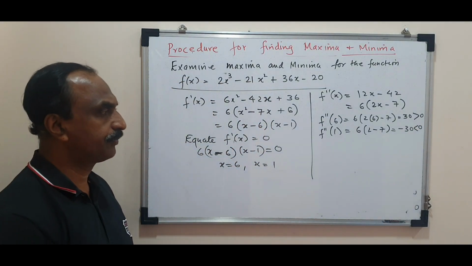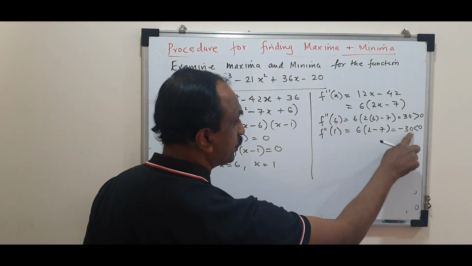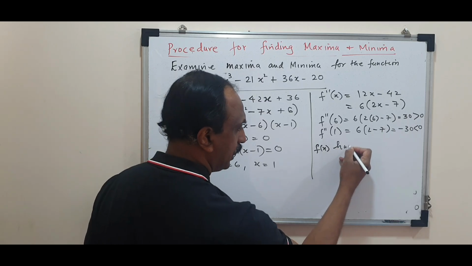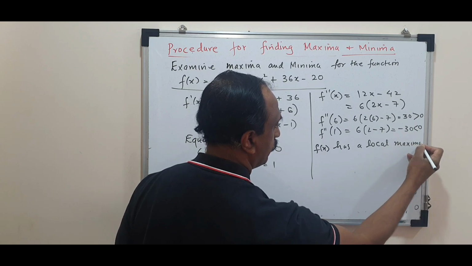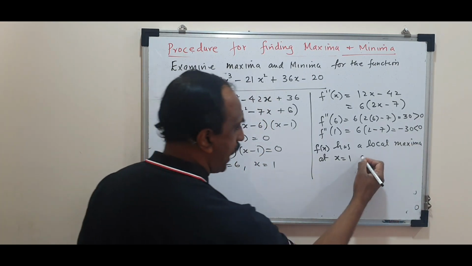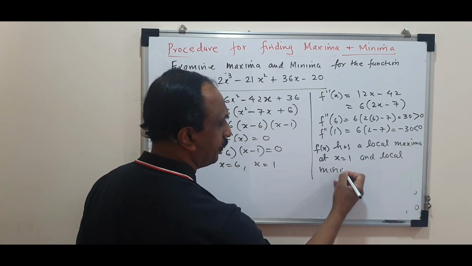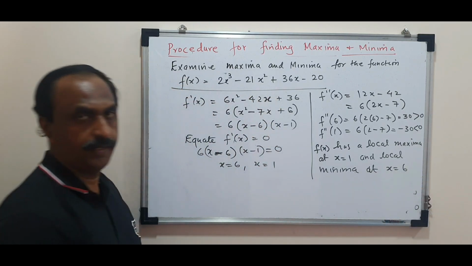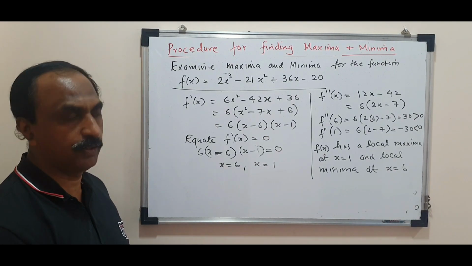So what have we learned? The one which gives second derivative negative is the maximum point. The negative is obtained at 1. So f of x has a local maxima at x equal to 1 and a local minima at x equal to 6. Now we need to calculate what is the maximum value at that point and what the minimum value.